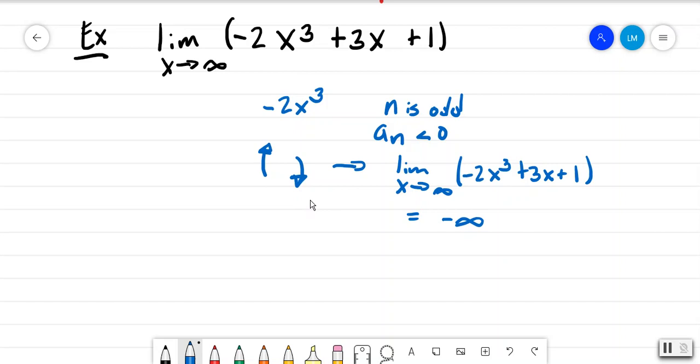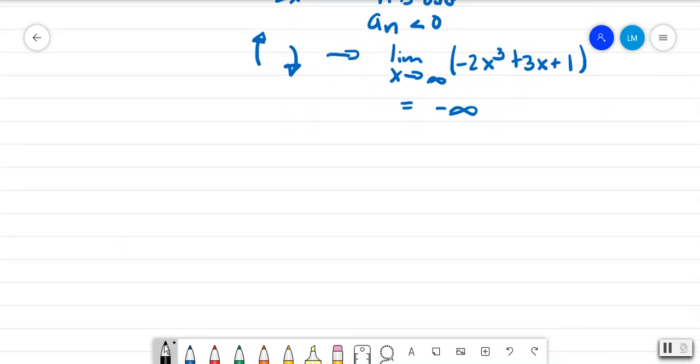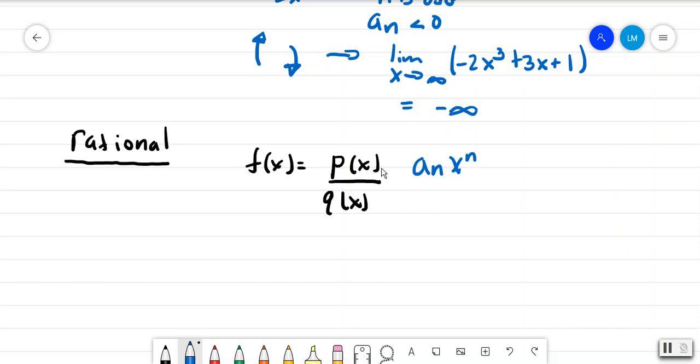Now, we can apply this also to rational functions. When we look at a rational function, we have basically the same thing: f of x is equal to p of x divided by q of x. Whenever we look at the limit as x goes to infinity, there is a rule of thumb. Let's say that a_n x to the n is the leading term of p, and b_m x to the m is the leading term of q.